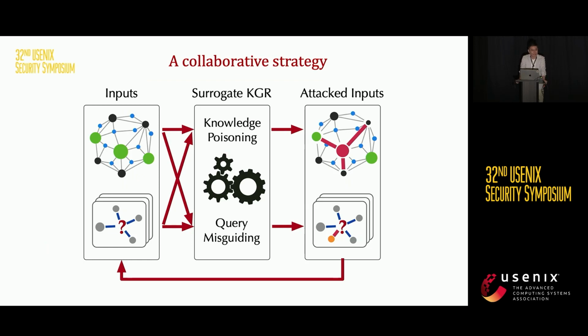And further, we have proposed a collaborative strategy. It perturbs both the knowledge graph and the query to make them collaborate with each other to get the strongest attack.